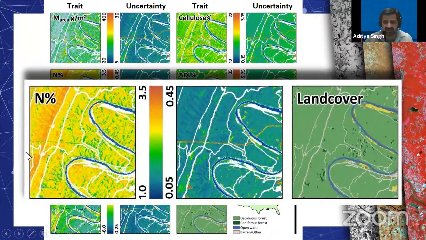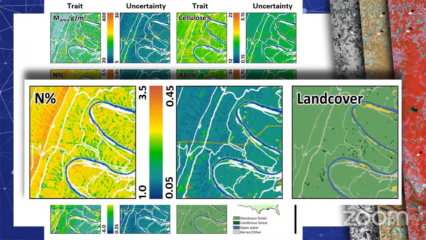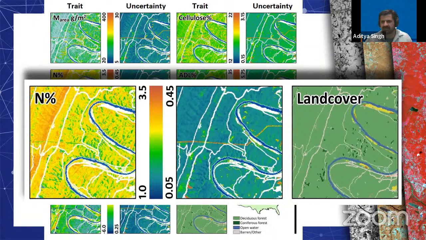And this is an example, just a zoomed in picture of what we've been able to do. And this is using AVIRIS. AVIRIS is one of NASA's sensors that they fly at 20,000 feet, so 20 meter pixels. Oh, sorry, 60,000 feet.